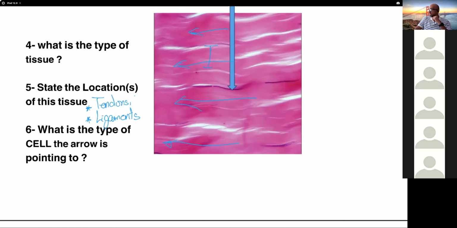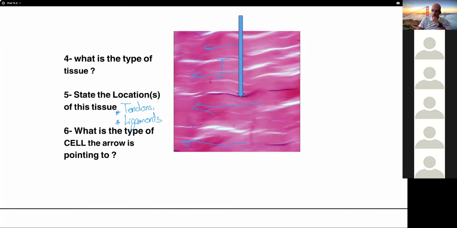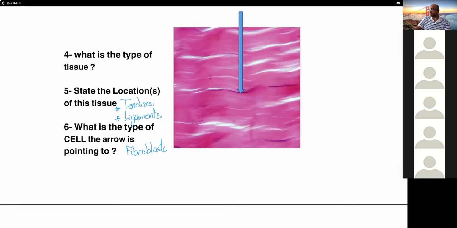And what do we call the cell that is producing all the fibers on here? Do you remember? What do we call the cells that are producing the fibers? Fibroblasts, exactly.